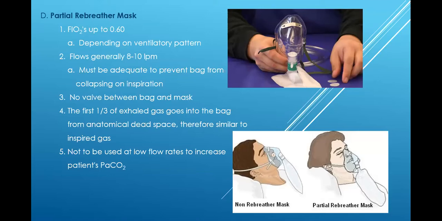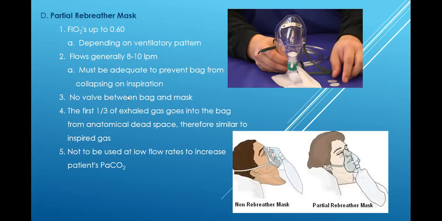Those are two different things. So if I've got a patient on a partial rebreather, and every time he inhales that bag collapses, you need to increase the flow, okay? It has no valve between the bag and the mask. That is the key point of the partial rebreather, all right?